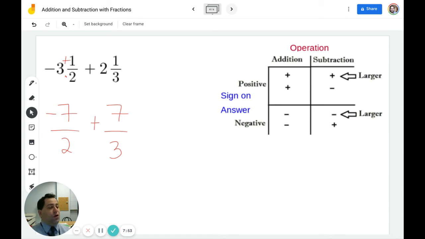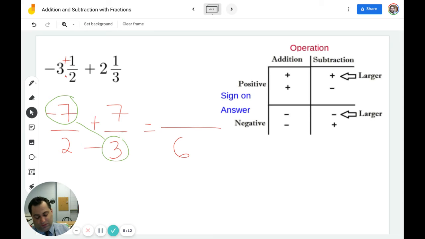All right, but now we can work out our process here. I'm going to start by multiplying the denominators, and I get 6 in the bottom. Then I'm going to go to the upper left, negative 7 times 3 is going to be negative 21. I'm going to move to the upper right, positive 7 times 2 is going to be plus 14.